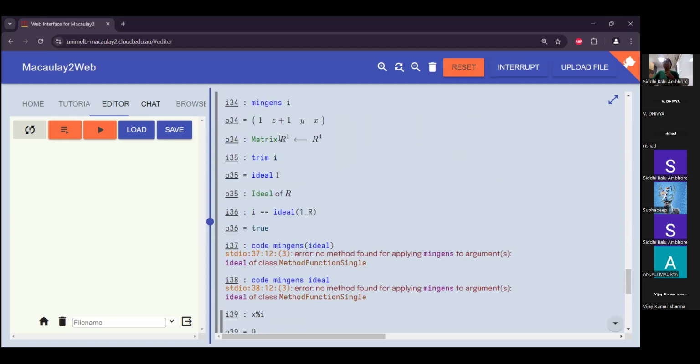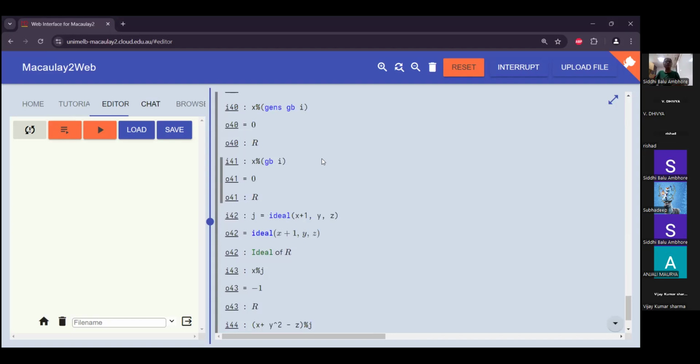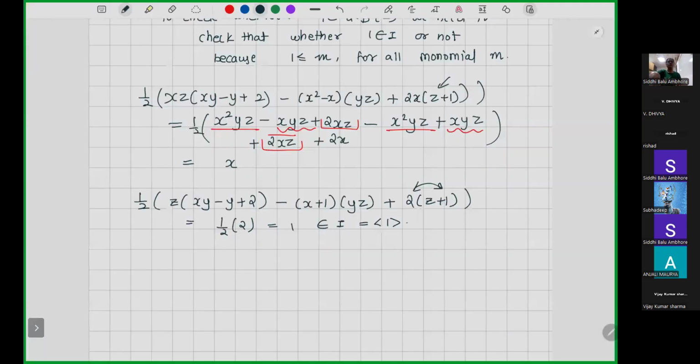I will again go through this mingens, as pointed out by Rishabh, and see why we are getting this. Meanwhile, if you find any answer, please feel free to write it in the discussion forum. For now, I guess this is okay. We will move to the next question. If there are doubts, please let me know, otherwise we'll move to the next question if we have time.